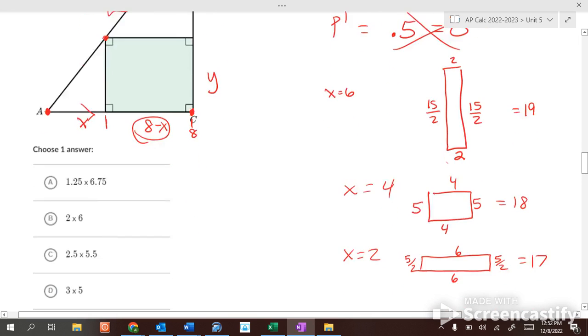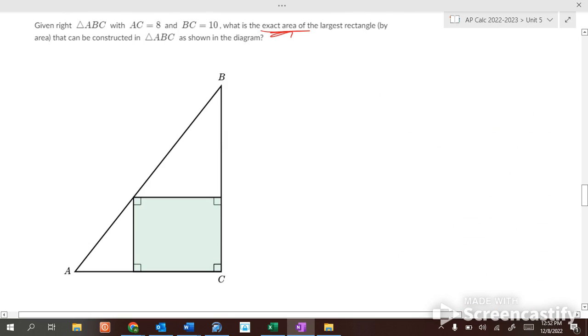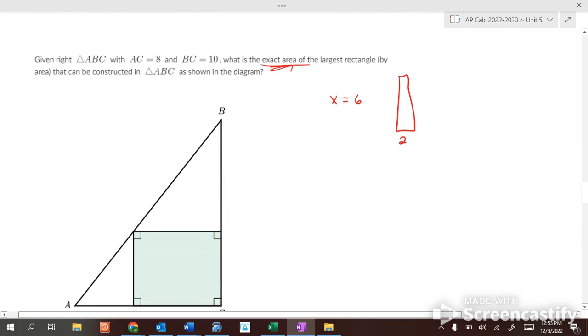Okay? Now for the area to be the largest area, let's kind of do the same thing. We'll look at it this way first, and then we'll do the math on it. If x equals 6, then it's 2 by what? What did we say? It was 2 by 15/2, right? Which is 15 for the area.